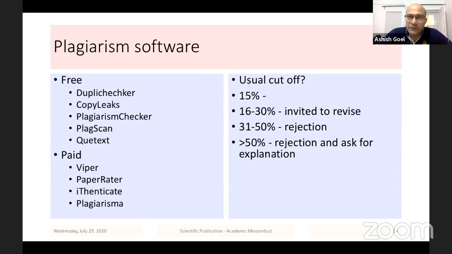If it's between 31 to 50%, we would outrightly reject the article. And if the plagiarism check software flags more than 50% of the material, then we reject. And we also ask the authors for an explanation why they submitted this manuscript to this journal, and why they had so much plagiarism in their article. So please be careful. These are only indicative cutoffs, and they are definitely not the thumb rule, and they are not followed by all journals across the board. The most important is your intention.